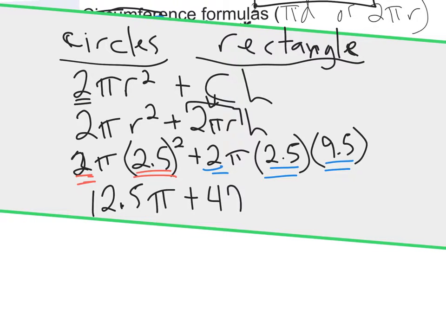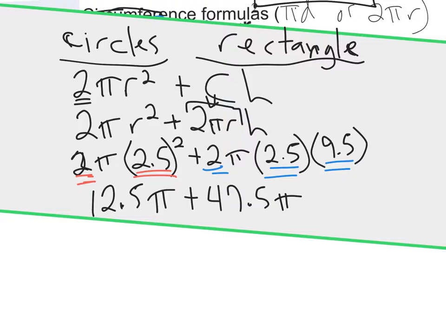If you multiply those together, you should get 47.5 pi. Now, these are actually like terms. Just like if we have 2x plus 3x, that is 5x. Okay? Same idea here. We can add these together.